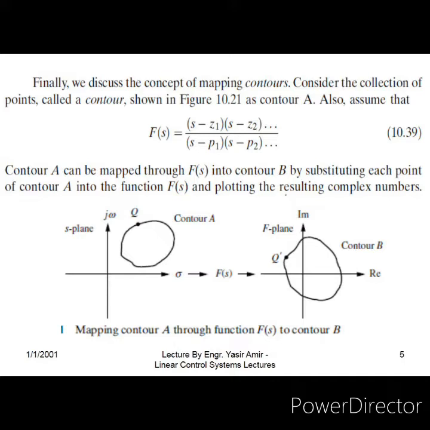We are not proving this point, but what you should note over here is that for this particular type of f of s, when we take any closed path and put it in the f of s, we get another closed path on the right side complex plane, a closed path around the origin as shown over here. This is what is shown in this slide.